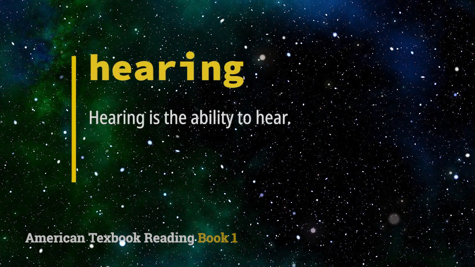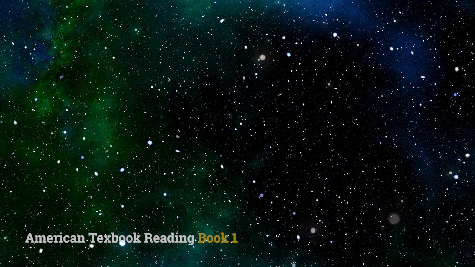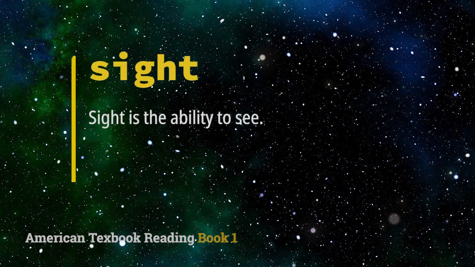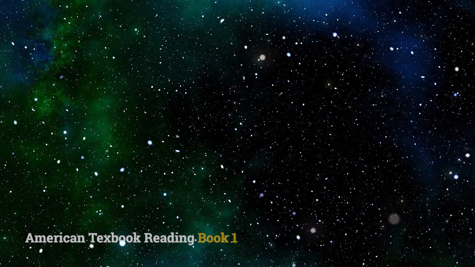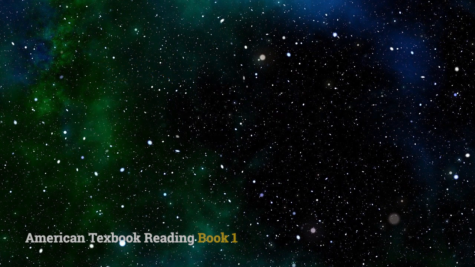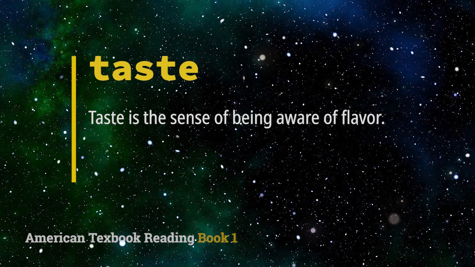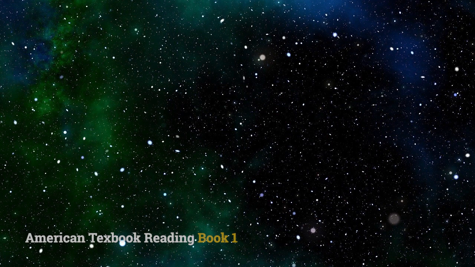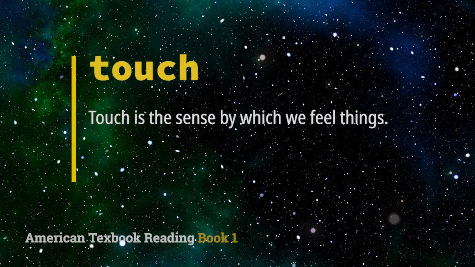Hearing. Hearing is the ability to hear. Sight. Sight is the ability to see. Smell. Smell is the sense of being aware of things through one's nose. Taste. Taste is the sense of being aware of flavor. Touch. Touch is the sense by which we feel things.